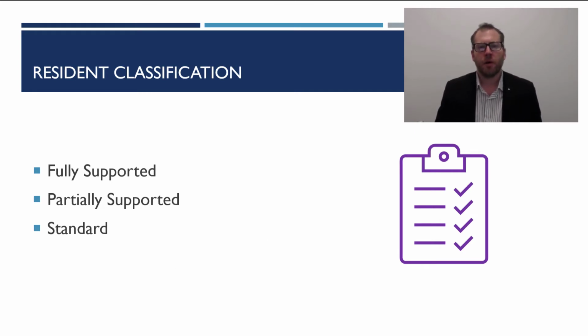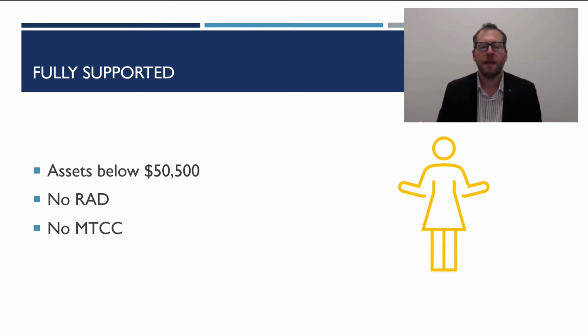Now, what fees apply is very much important to understand, as there are three different types of residents that may go into aged care. So not all fees apply to all these different classifications here. Now, I'll try to explain that a little further. The three types of residents that can go into aged care are broken up into these three dot points here. They can either be a fully supported resident, a partially supported, or a standard resident. Now, starting with fully supported, these are residents with assets below $50,500 as of right now, and that figure gets indexed a couple of times per year as well.